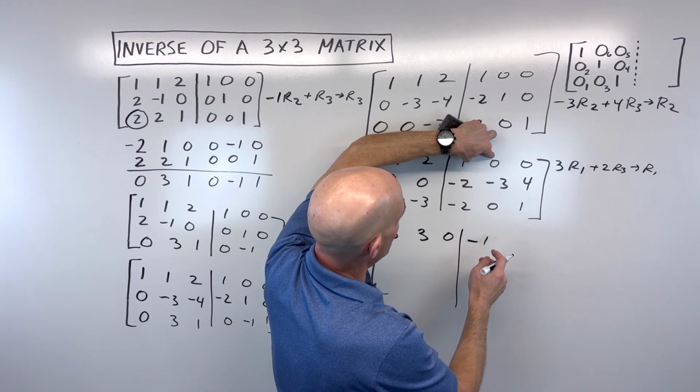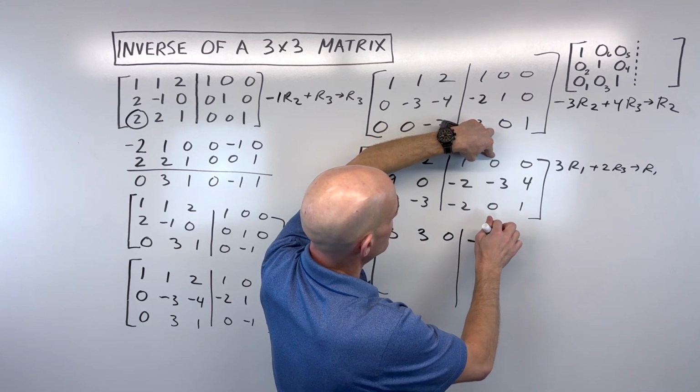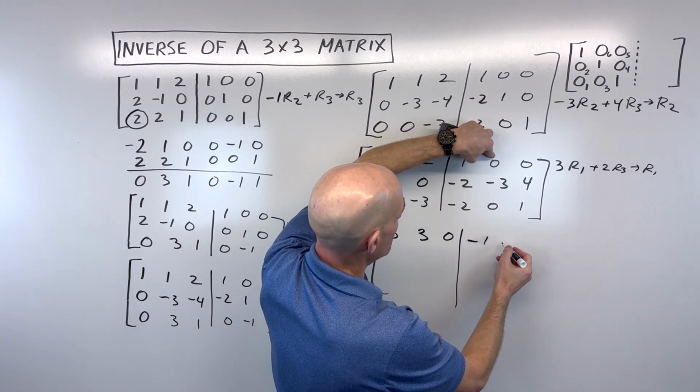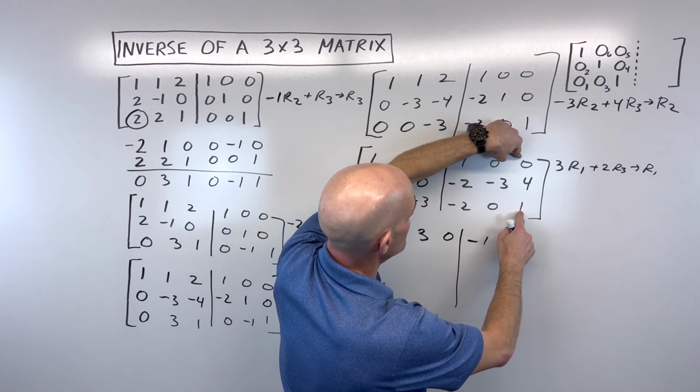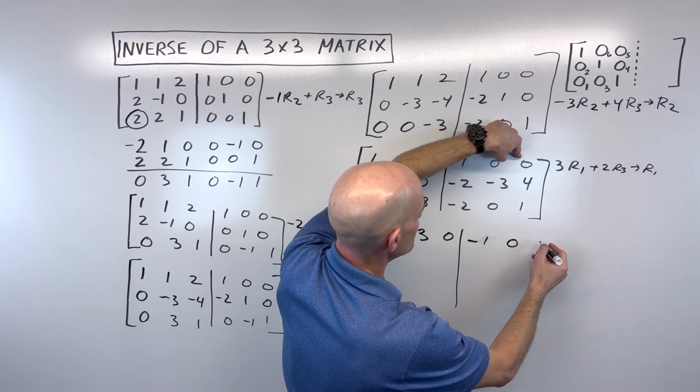And we've got 3 times 0 is 0. 2 times 0 is 0. Add those together, you're going to get 0. 3 times 0 is 0. 2 times 1 is 2. 0 plus 2 is 2.